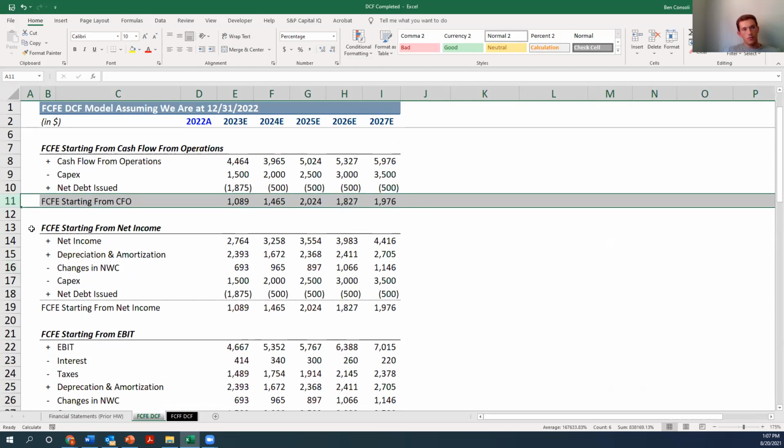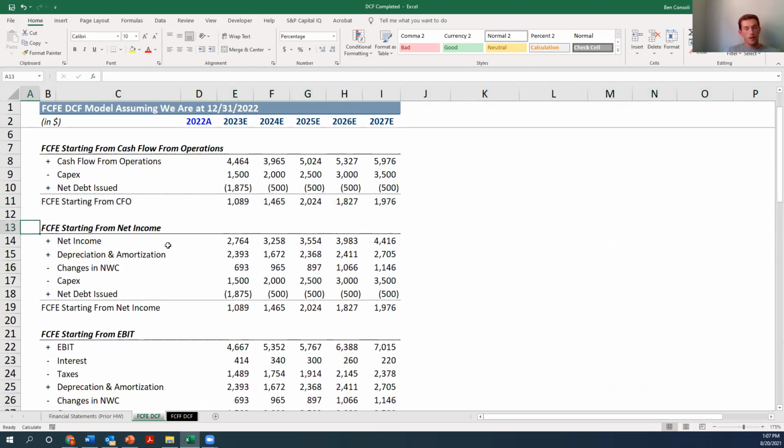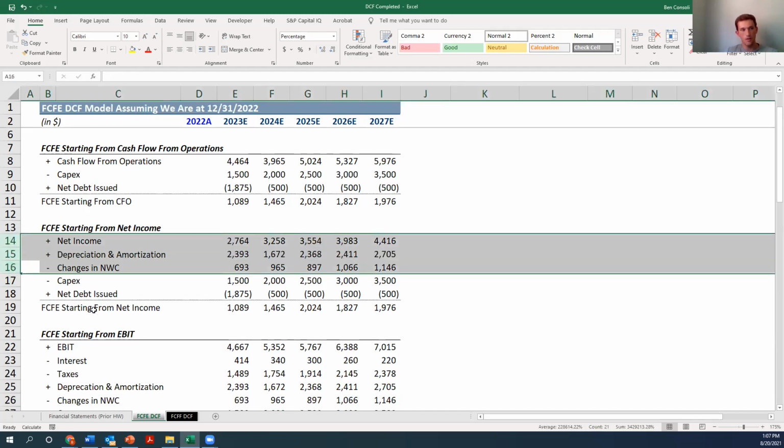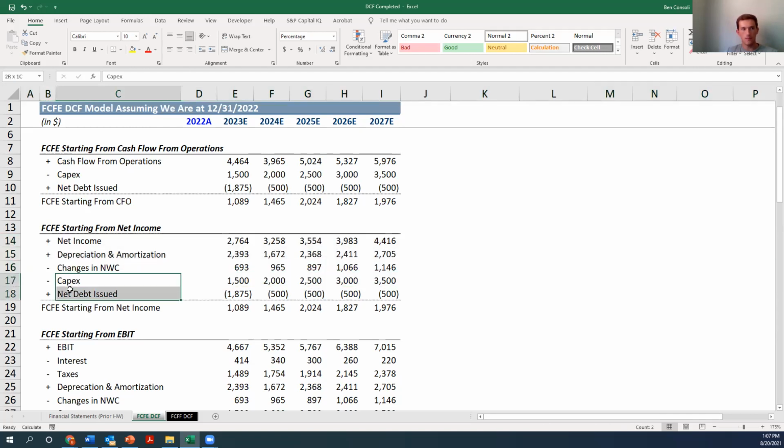Now we can turn to how to get it from net income as well as EBIT. From net income, you're just going to try to get back to cash flow from operations. Starting at net income, you add back depreciation and amortization, and you subtract out changes in working capital, and that gets you to cash flow from operations here. And then again, it's the same thing below: minus CapEx plus net debt issued.